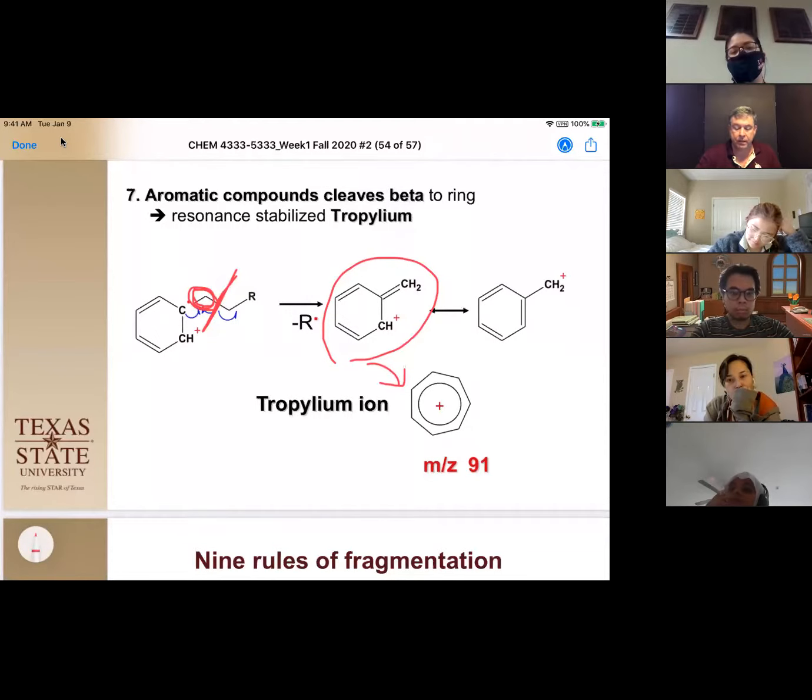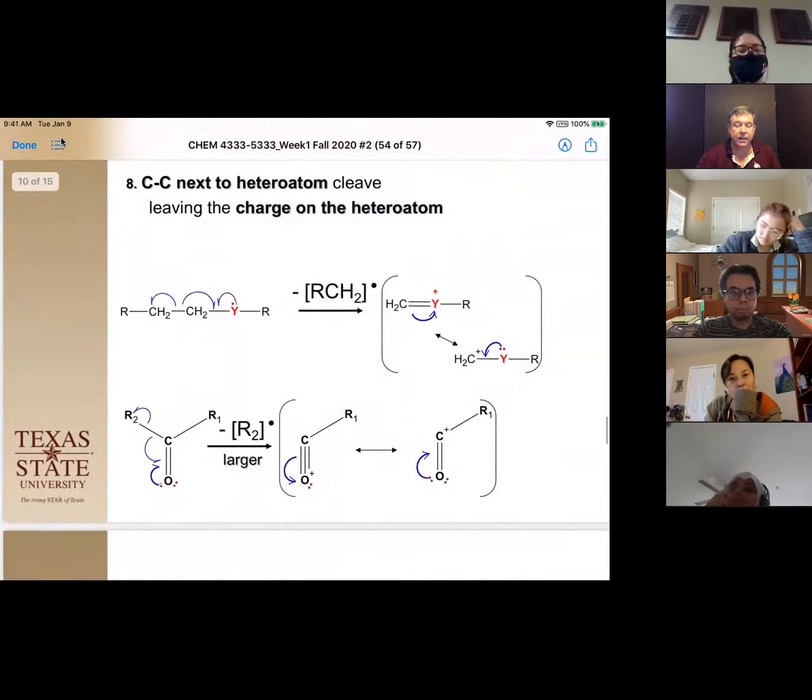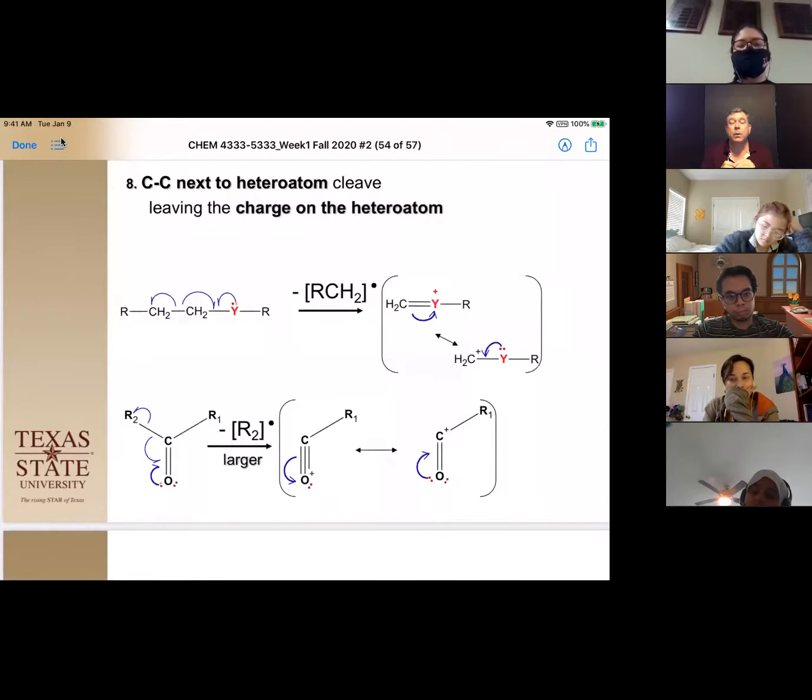Okay. So let's move on to rule number 8. Rule number 8 is a little hard to see at first, but the fragments you get out will have a certain stability. You'll see them breaking out as charged species. So if you have a regular carbon-carbon single bond adjacent to a heteroatom, specifically oxygen or nitrogen, the lone pair from the oxygen or nitrogen is going to come in and help form a double bond and break off that other fragment as a radical.